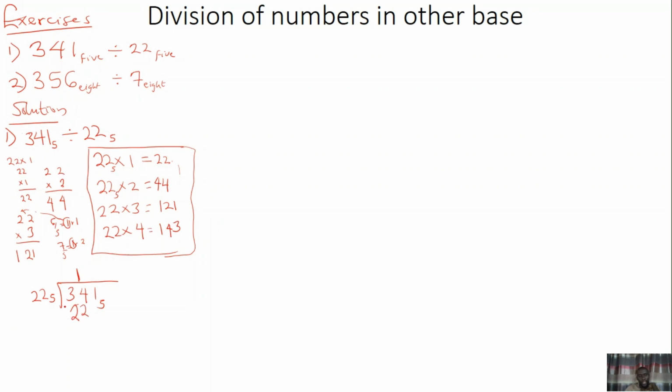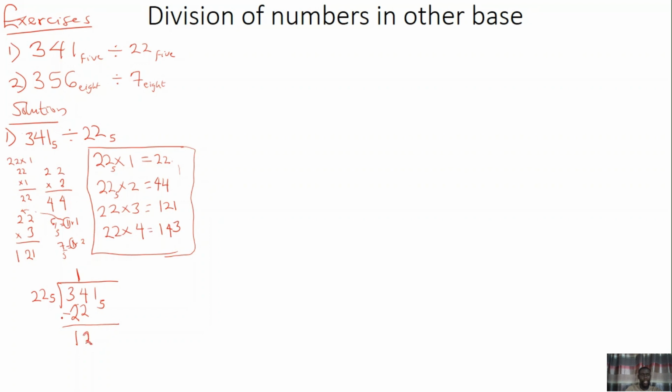Okay, now having written the 22 here, we are going to subtract it from 341 base 5. Don't forget that all the calculations will be in base 5. You can watch my video on subtraction of numbers in other bases. And let's do the subtraction here. 3 minus 2, that is 1. Okay. 4 minus 2, that is 2.